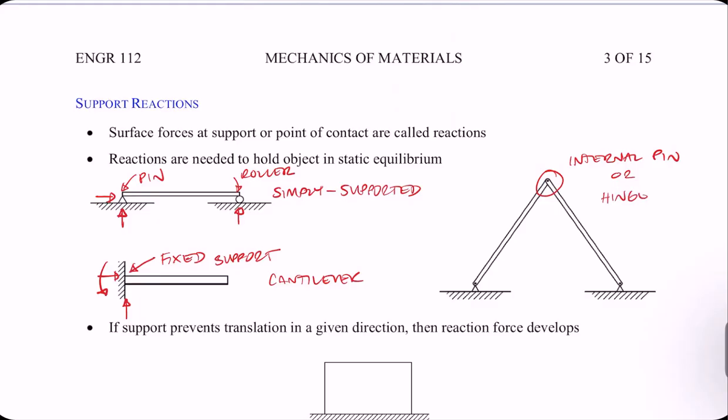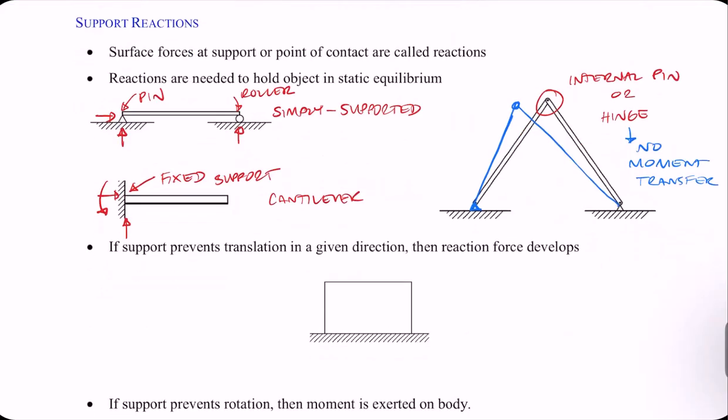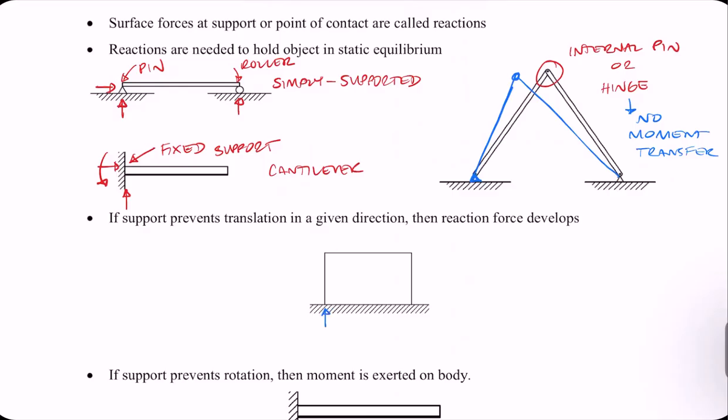And what happens at the hinge is there is no moment transferred. No moment transfer. Just axial and shear forces transfer, but it's internal because this whole thing could shift in space. So the internal pin doesn't hold it. It doesn't prevent it from translating up or down. It just prevents those two elements connected by the internal pin from moving relative to one another. So they cannot translate separately, but it is not an external pin that prevents translation. If a support prevents translation, then a force develops. So if we have a surface here, we would have a reaction force along that length.